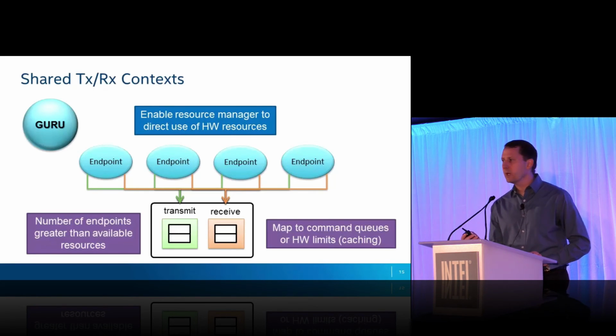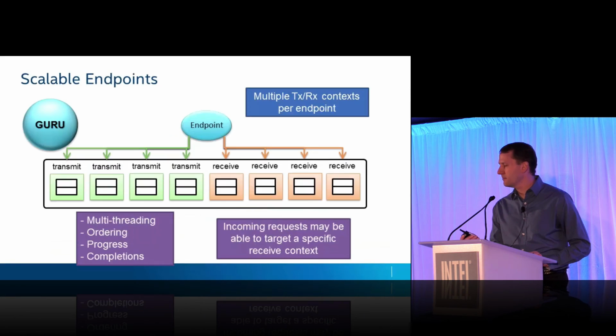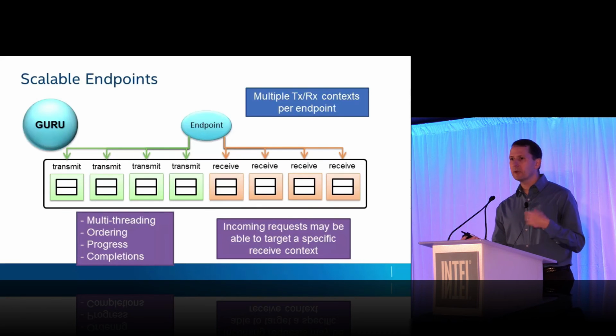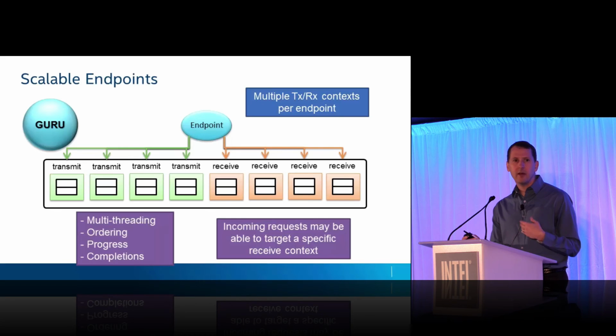But as I mentioned, we want to be able to work with resource managers, making sure they're not oversubscribing the hardware. So we want to be able to expose that we only have 256 command queues available. Now a resource manager can start looking and say, okay, I have 256 command queues, and I'm going to talk with 1,000 remote peers. Which of my endpoints do I want to share the command queues with? So we have both shared transmit and shared receive contexts, command queues essentially, that an application can now start assigning.